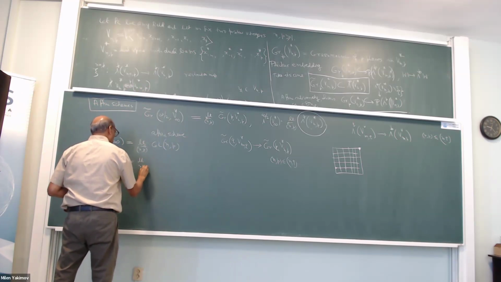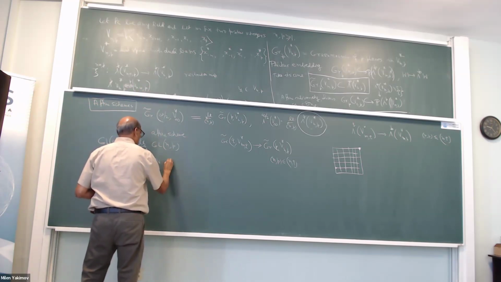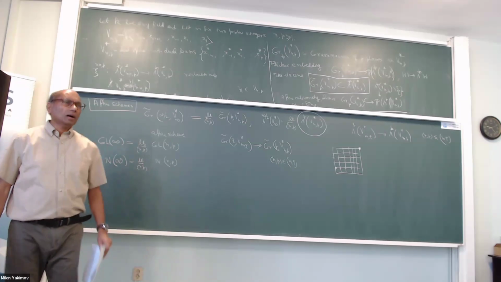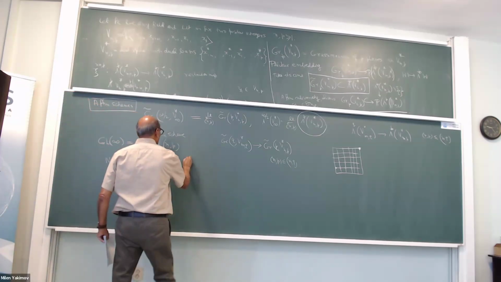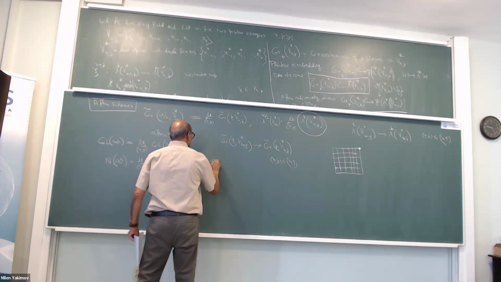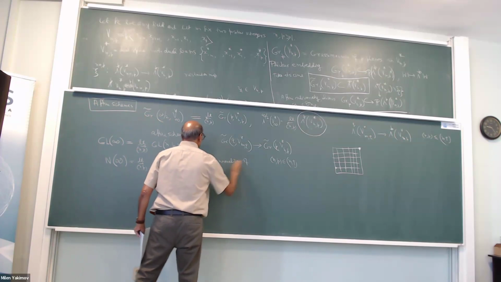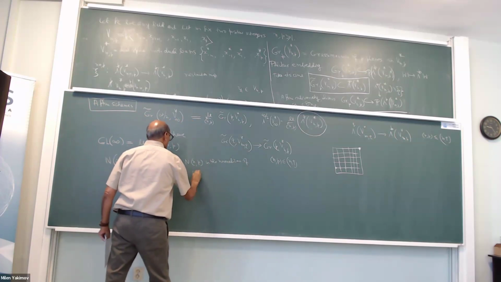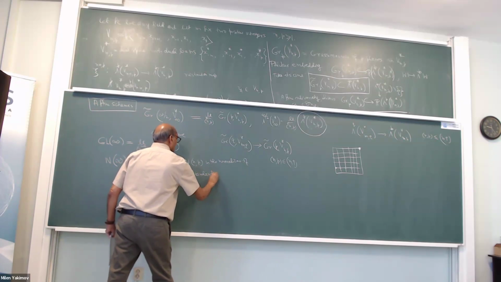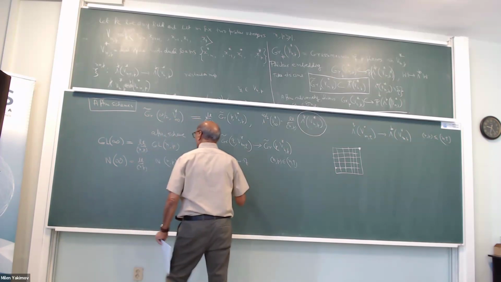What is GLP? One minute, let me just write this and then I will be with you. Let me finish this. And B is the normalizer of the torus.